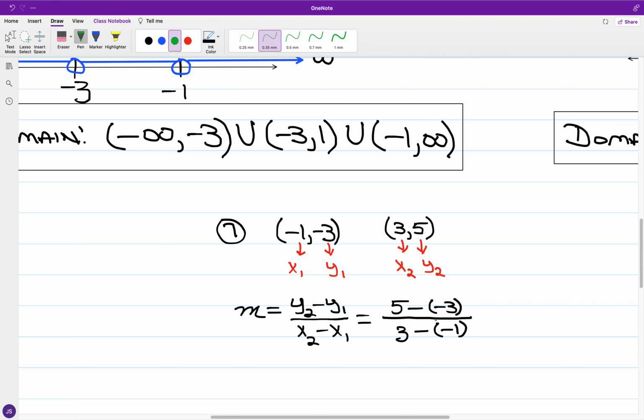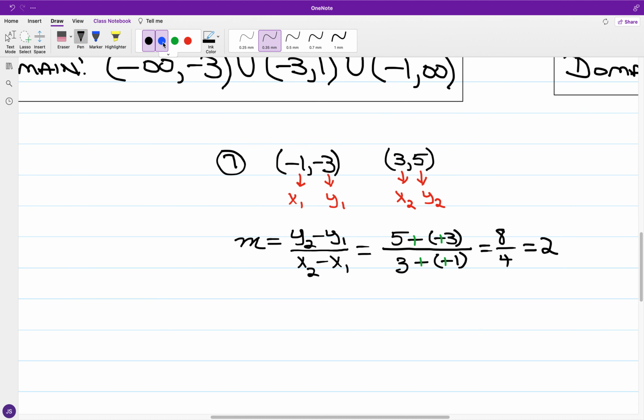In both the numerator and denominator, I have subtraction of negatives, and I can just change over to addition of the additive inverse. So you have 5 plus 3 is 8, and 3 plus 1 is 4. So the slope here is going to be 2.